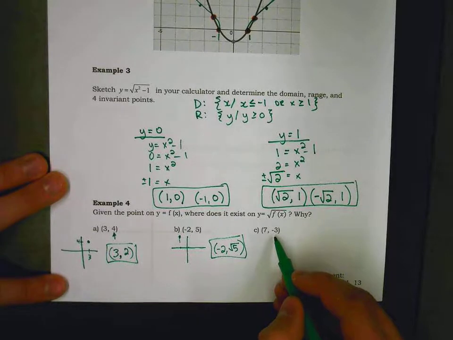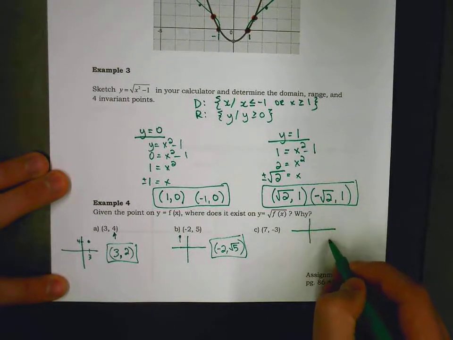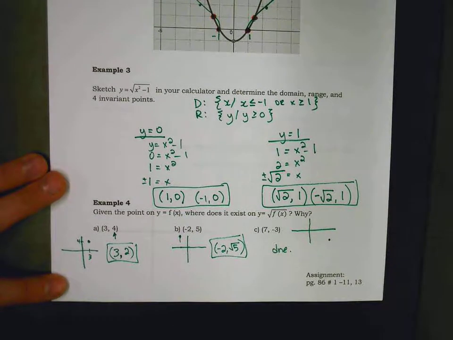This last one was intentionally given as a bit of a challenge because if you again visualize this one, 7 right, 3 down, negative y value, this one does not exist.